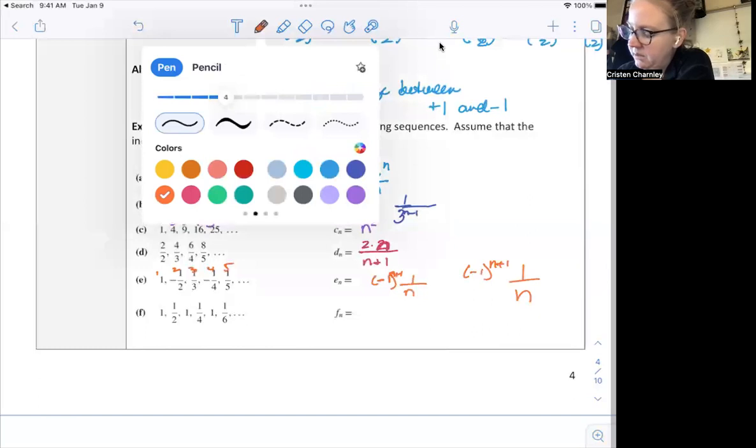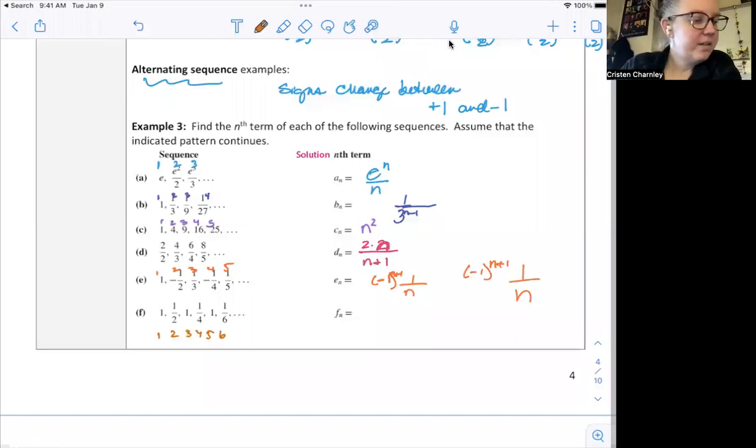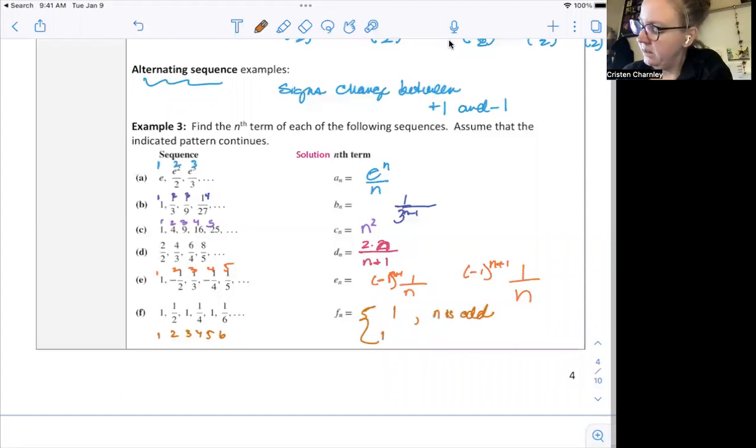Oh, this one's interesting. 1, 2, 3, 6. Well, that thought I have to come back to this one. I did cheat. I thought they were looking for something more interesting, but it is this. They broke it apart into 2 pieces, and they said it's 1 if n is odd, and it's 1 over n if n is even. So there you go. A piecewise sequence could work as well.